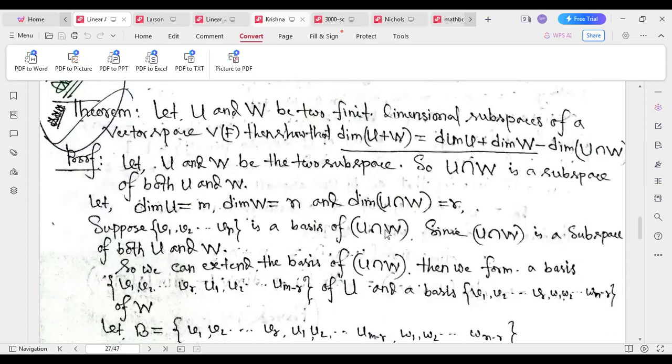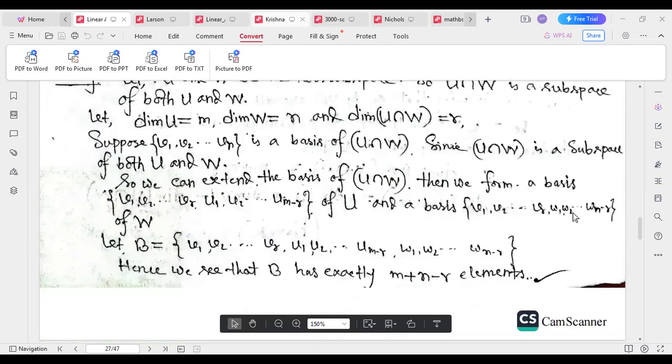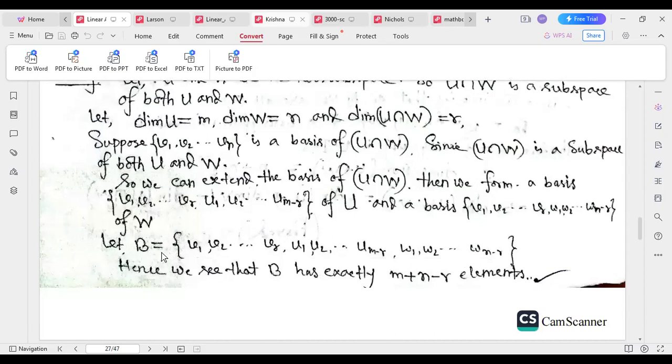Okay, a basis of U intersection W, and since U intersection W is a subspace of both U and W, we can extend the basis of U intersection W to form a basis. That means b1, b2, dot dot, br, u1, u2, dot dot, u_(m minus r) is a basis of U, and another basis b1, b2, dot dot, br, w1, w2, dot dot, w_(n minus r) of W. Let B be another set b1, b2, dot dot, br, u1, u2, dot dot, u_(m minus r), and w1, ..., w_(n minus r).